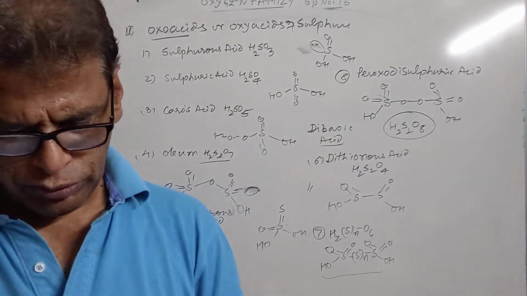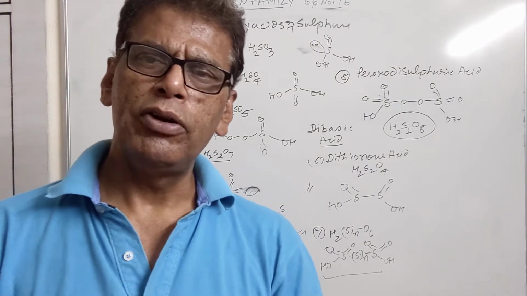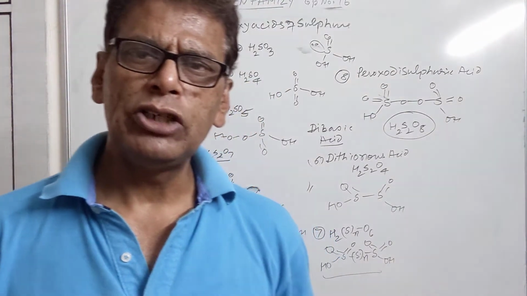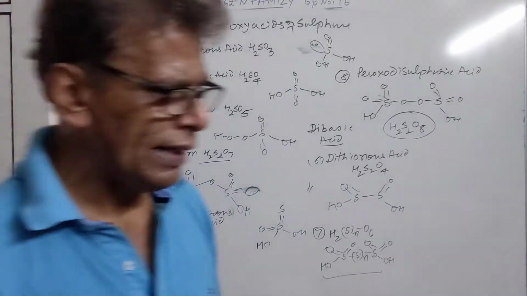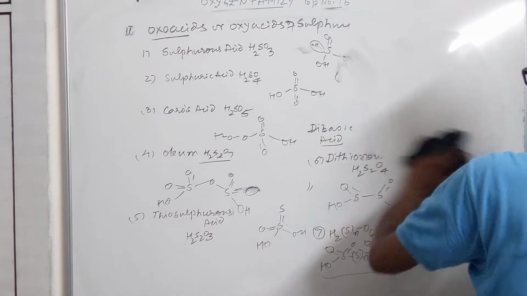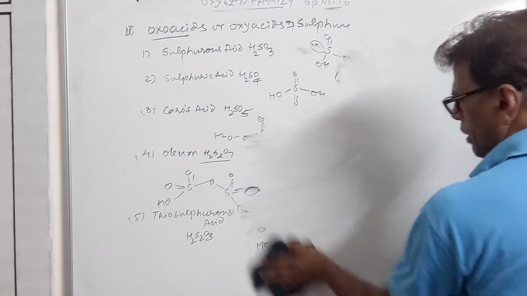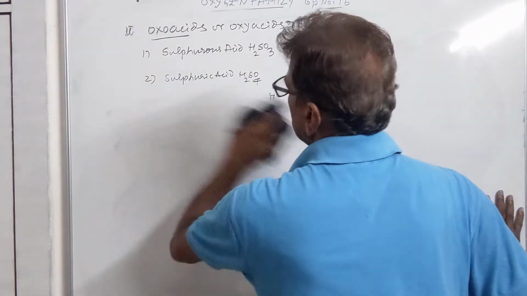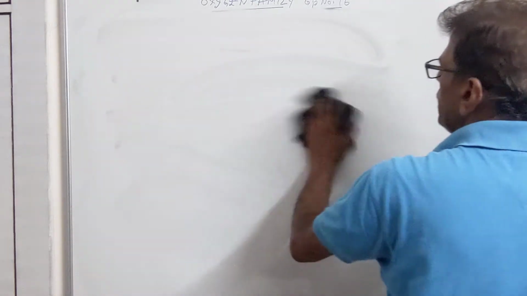Then we come to the next question, a very important question. Discuss the Frasch process for extraction of sulfur from the earth's crust. It is a method to extract sulfur from the earth, which is known by the name of the scientist, the Frasch process.